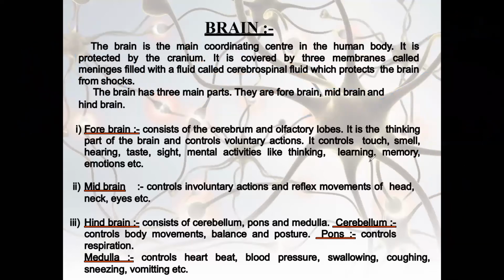The brain has 3 parts. What are those parts? Forebrain, number 1, midbrain, number 2, and hindbrain, number 3. Let's learn about the forebrain.